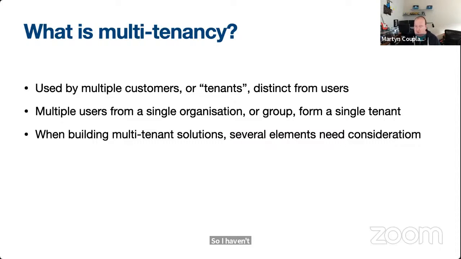So you may have hundreds of users from lots of different organizations, each with their own different configuration in your app or your offering. You may also have multiple users from a single organization or a single group forming a specific tenant.